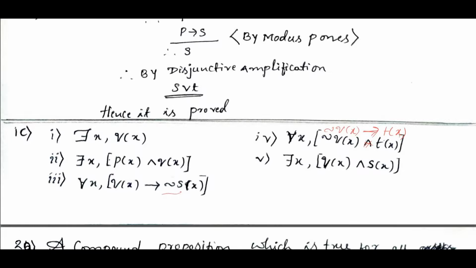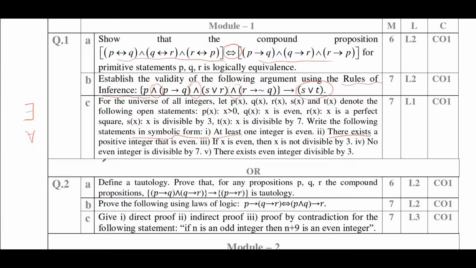Now we will see question number 2. Question 2A asks to define tautology. Prove that for any propositions P, Q, R, the given compound proposition is a tautology: P implies Q, conjunction Q implies R, this whole implies P implies R. First define tautology, then after defining it, we can prove this by constructing the table.